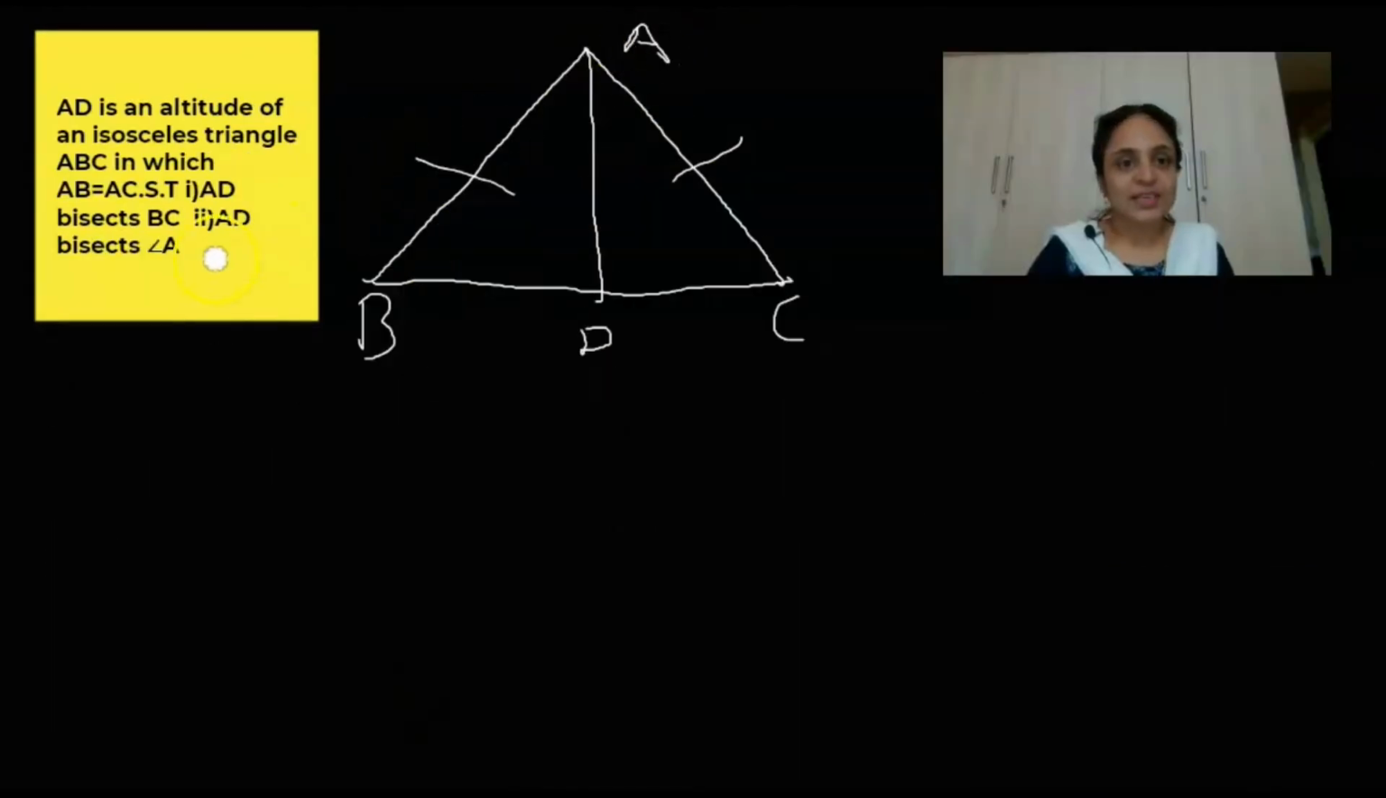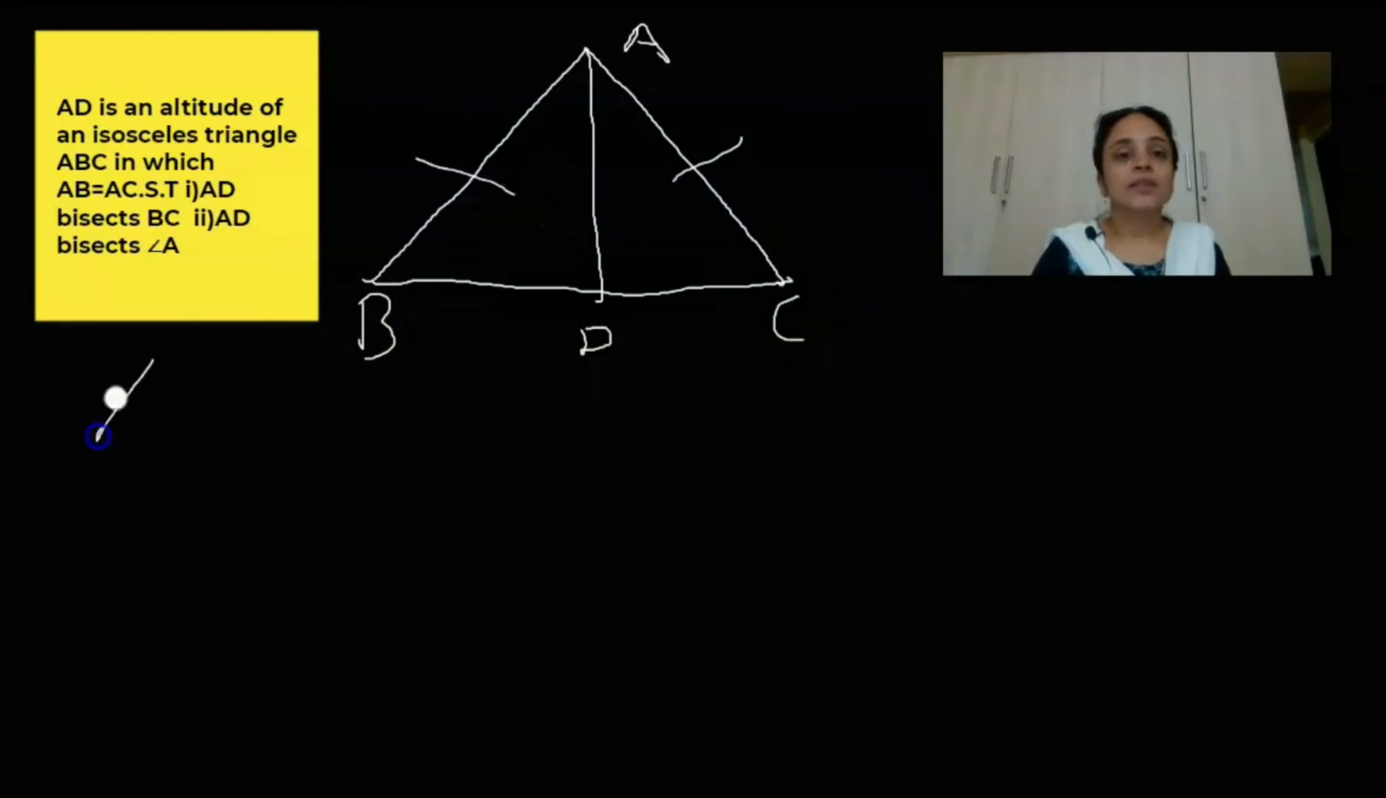Okay. Next question is: AD is an altitude of an isosceles triangle. This AD is an altitude of isosceles triangle ABC in which AB is equal to AC. Show that AD bisects BC. We have to show that BC is divided into two equal halves by AD, and that AD bisects angle A.